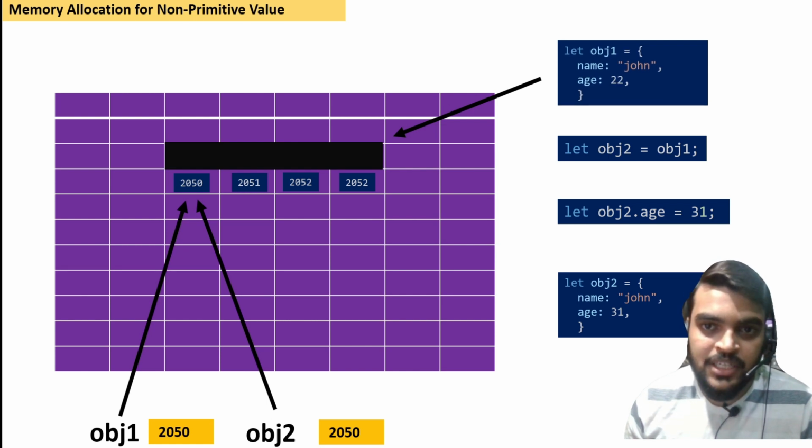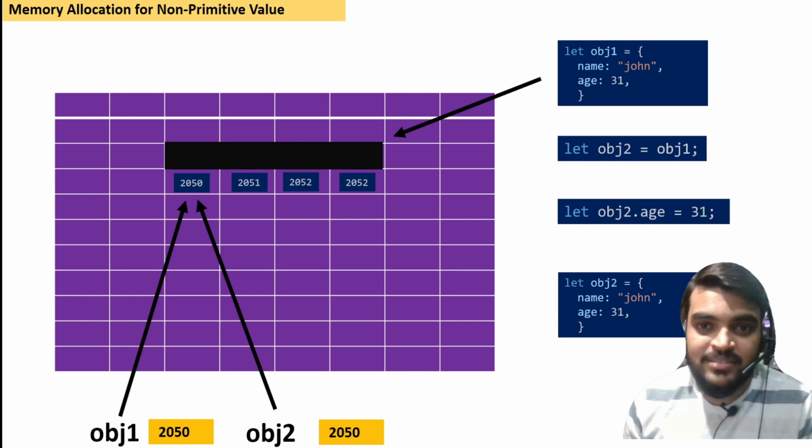See, in object 1 here it was 22, now it is changed to 31. That means, as it is pointing to the same location, through object 2 we can change the content. Object 1 is also pointing to the same location, so in object 1 also we can see the changes. That is what is called sharing or copying the reference.